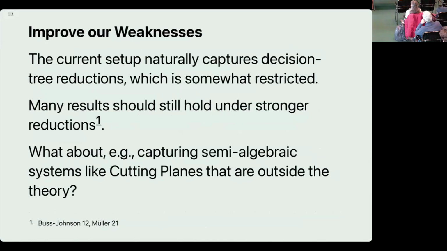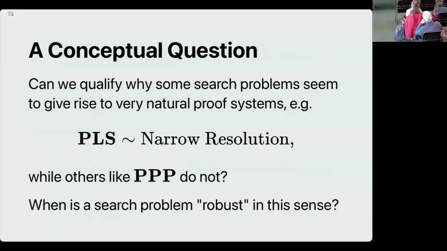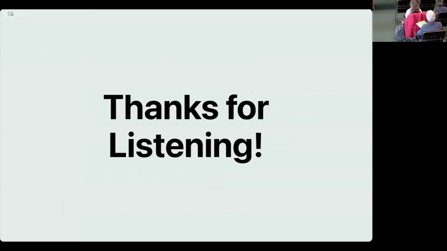And okay, so maybe I'll just finish with a conceptual question. It's something that I'd really like to answer just for myself. Can we give some kind of qualification as to why some search problems give rise to very natural proof systems? So for instance, PLS gives rise to narrow resolution, while others don't, right? What property of a search problem makes it robust in this particular sense, that gives it a good proof system? I really don't have a good feeling for this. I thought it was Turing closure, but it turns out it's kind of not. I'm sure Noah will talk a little bit more about that. Anyways, thanks for listening, and sorry for going a little bit over.